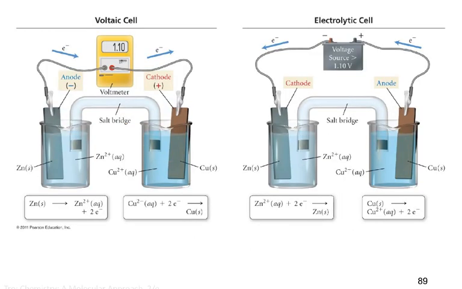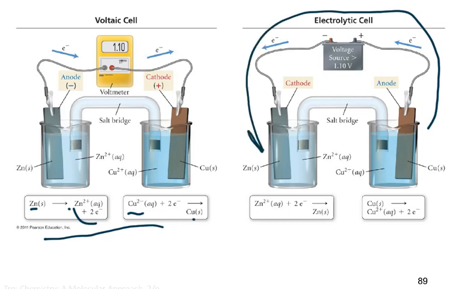So here's a picture. We've looked at this picture multiple times where our electrons are flowing from the solid zinc through the aqueous zinc to the aqueous copper, then to the solid copper. Here we are running it in reverse. So we have forced the reaction to go backwards by adding a voltage source.